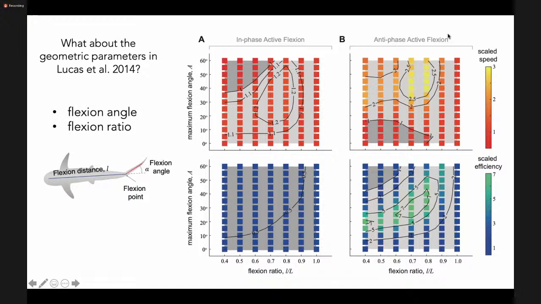So because our model, our fluid structure interaction model, is not extremely expensive, we can do a parametric sweep over all possible angles and flexion ratios. And we can do that for different flexion phases, which is this new parameter that I'm introducing to you. And we see that if you are doing in-phase flexion, and again, I'm reporting here the speed in the top row and the efficiency in the bottom row.